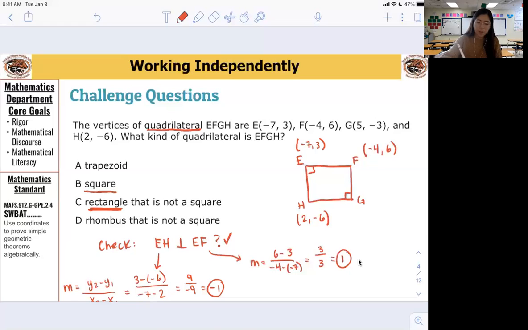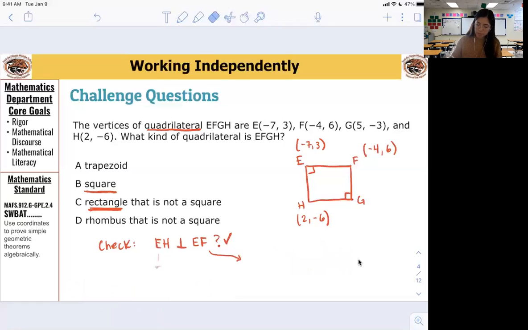Okay, so can I erase the work for what we've done so far? And actually, let me write this in here. So this slope was -1. This slope was 1. So now let's check G. So we would have to make sure that FG is perpendicular to GH. Let's find out if that's true.